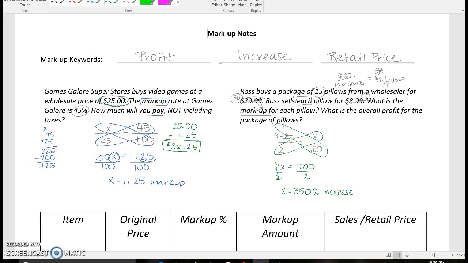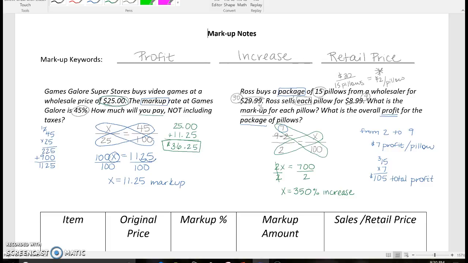So that is my markup percent. And then what is the overall profit? When it's asking for the profit, how much money are they making per pillow? If they bought it for 2 and sold it for 9, how much money are they making for each pillow? Well, that's my change, right? So it's a $7 profit per pillow. But it asks here, what is the overall profit for a package? How many are in a package of pillows? A package of 15 pillows. And each pillow is a $7 profit. So I'm going to multiply 15 times 7. 7 times 5 is 35. 7, 10. So it's $105 total profit.